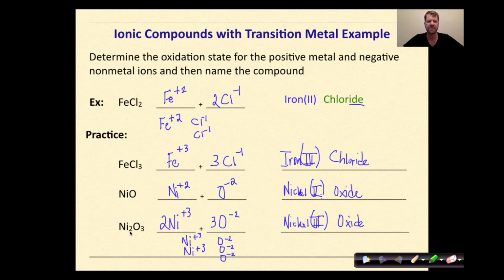Same thing with these two formulas. NiO versus Ni sub 2, O sub 3. They cannot both be called nickel oxide. The aspect that distinguishes them is the different oxidation state of the nickel ion in each of these formulas. Therefore, the names have to be different. Nickel Roman numeral 2 oxide versus nickel Roman numeral 3 oxide.